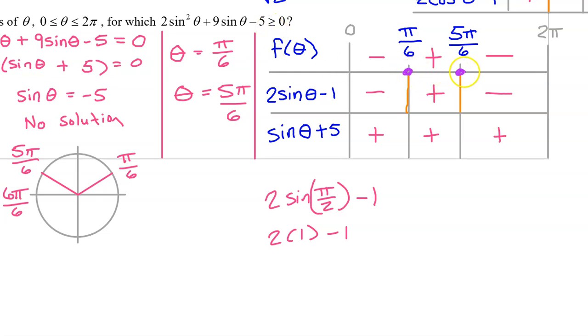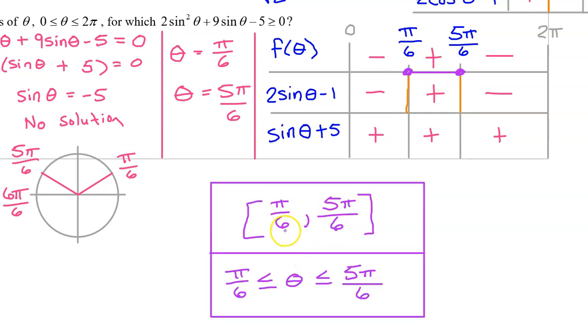So I'm going to show that these values are included by using closed circles, and when we write the interval notation in a moment, I will use brackets. So here's the final answer in interval notation and as an inequality.